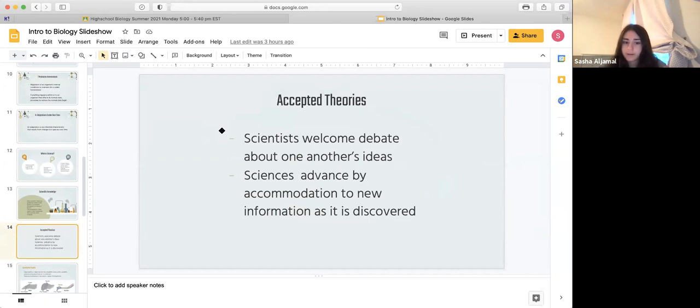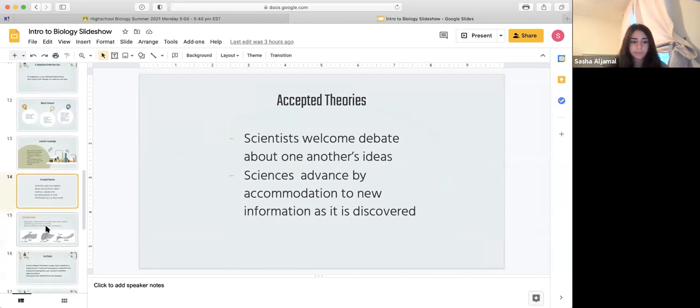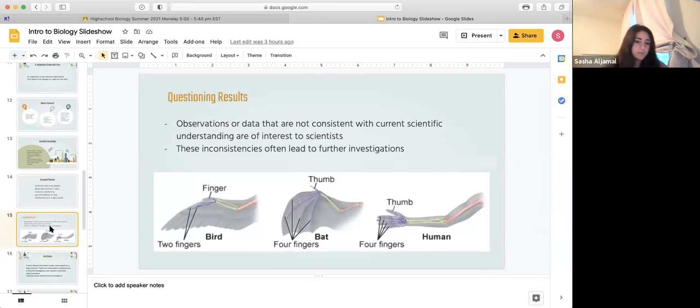So, accepted theories. Scientists welcome debate about one another's ideas, and science is advanced by accommodation to new information as it is discovered. And then questioning results. Observations or data that are not consistent with current scientific understanding are of interest to scientists. And then these inconsistencies often lead to further investigations.